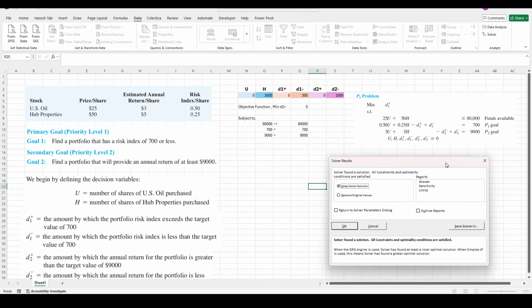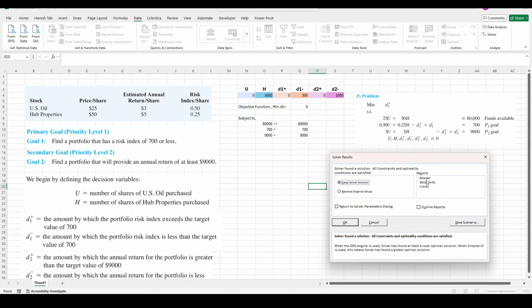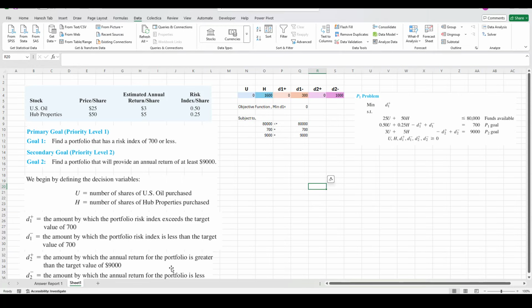And now you see you will say click on answer and say OK. The answer report comes, but we can see the answer. What we are really interested in is to find out what is the value of D1 plus. All other values are not needed right now, because we are still doing the first problem. So what we are interested in is the D1 plus problem. So it is possible to achieve D1 plus in my solution. So that's this one I will use in my P2 problem.